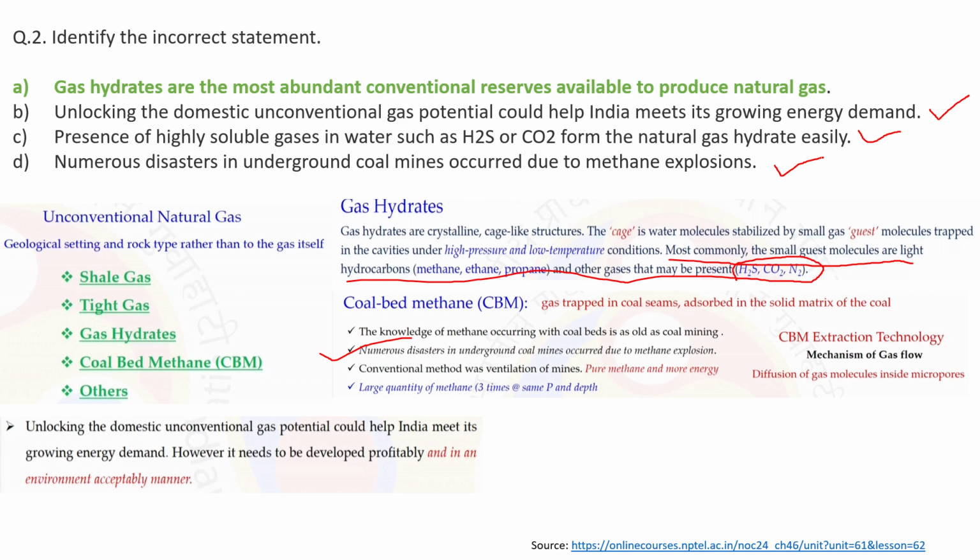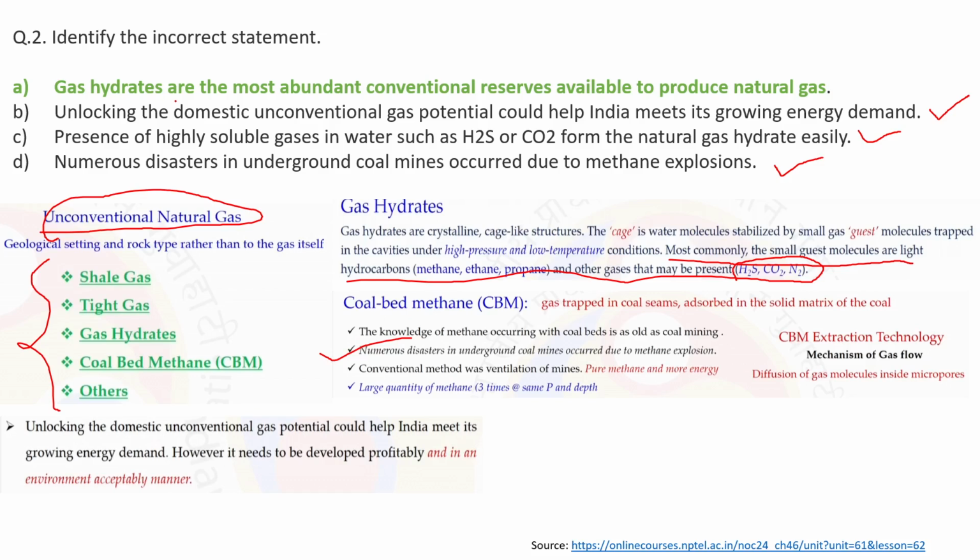Now let's go to the first statement, that gas hydrates are the most abundant conventional reserves available to produce natural gas. So you can see unconventional natural gases are defined by geological setting and rock type rather than that of the gas itself. And these are the different unconventional natural gases: shale gas, tight gas, gas hydrates, and coal bed methane. And there are others. So all of them come under the name unconventional natural gas.